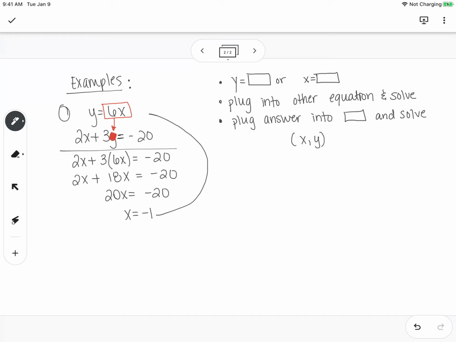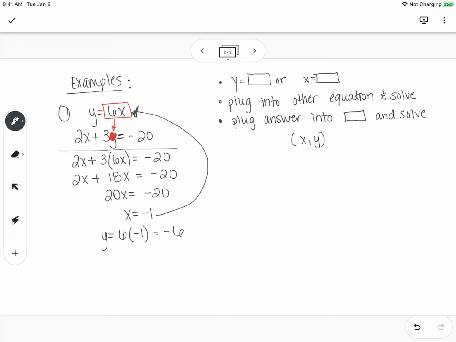So I'm going to take this, and really you can plug it into either one of those two equations, but it's going to be easiest to plug it into the box because it's almost like ready for you to plug that in. And so when I plug that in, I get y equals 6 times my x value, which we found to be negative 1. And that gives me a negative 6.